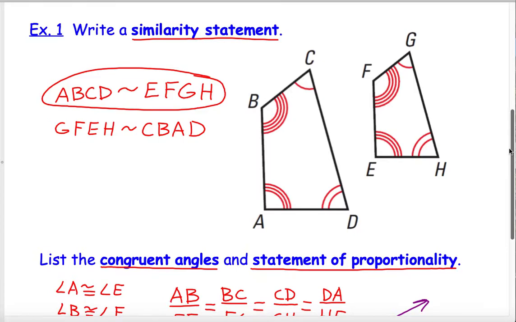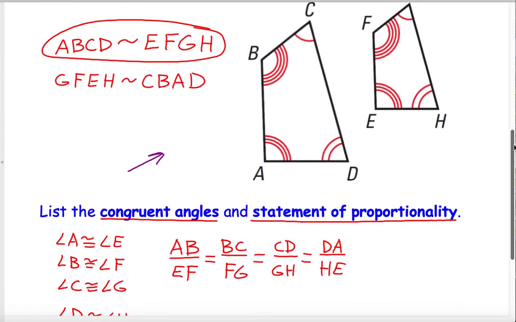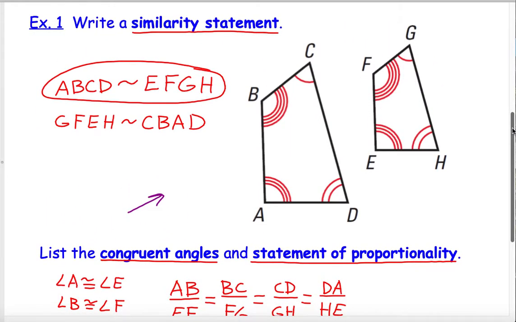A similarity statement. Grab my arrow back here. So the terminology, at first it's new, but you'll get used to it. Similarity statement means you're writing something like this. Listing the congruent angles, we've done that before. That should be straightforward. And statement of proportionality, that's when you're writing a proportion. So you're writing a bunch of ratios and setting them equal to each other. And we should be able to come up with the statement of proportionality with either the similarity statement or with the picture. Either way.